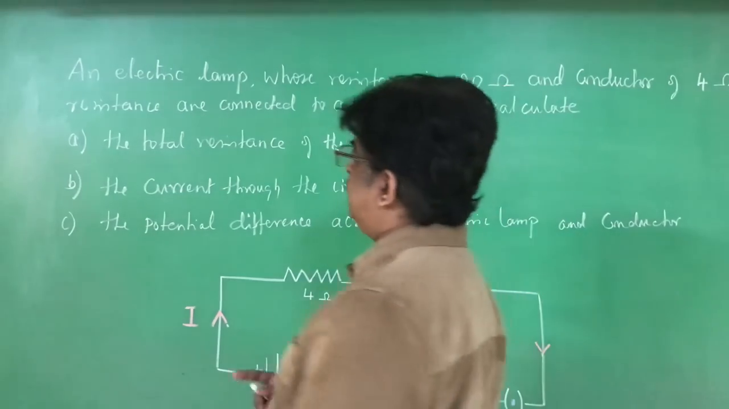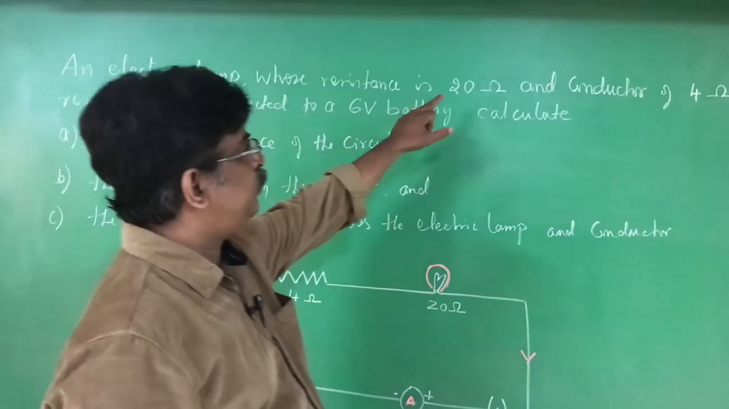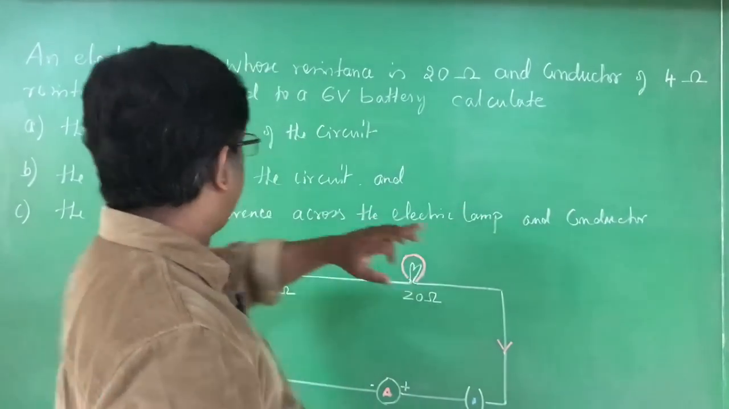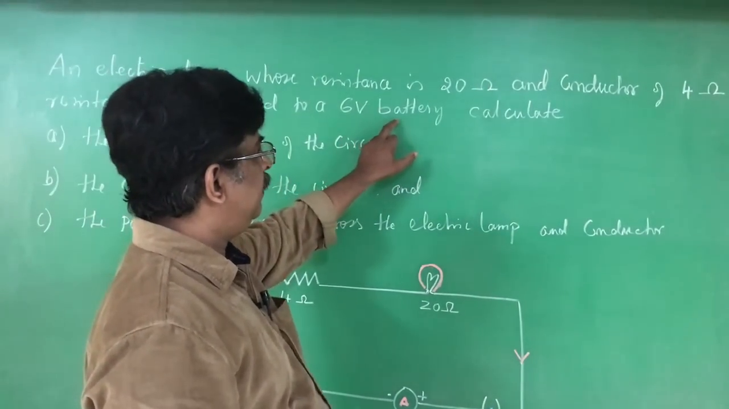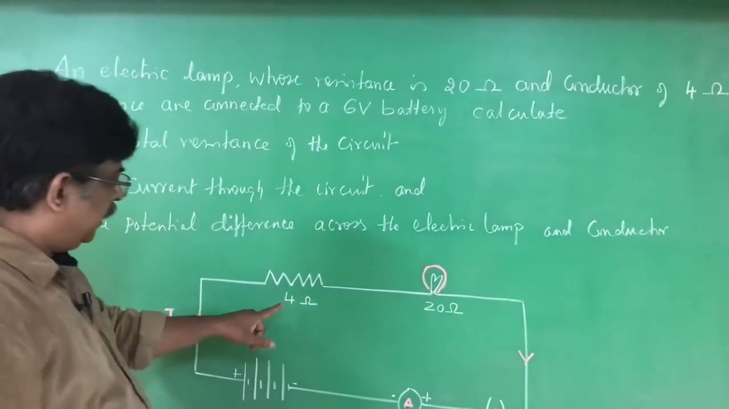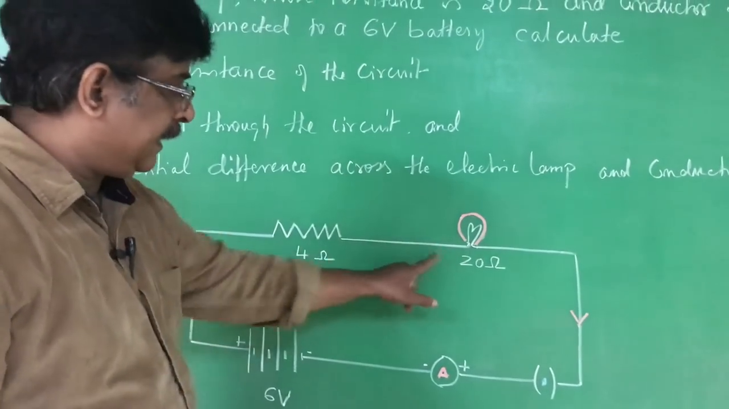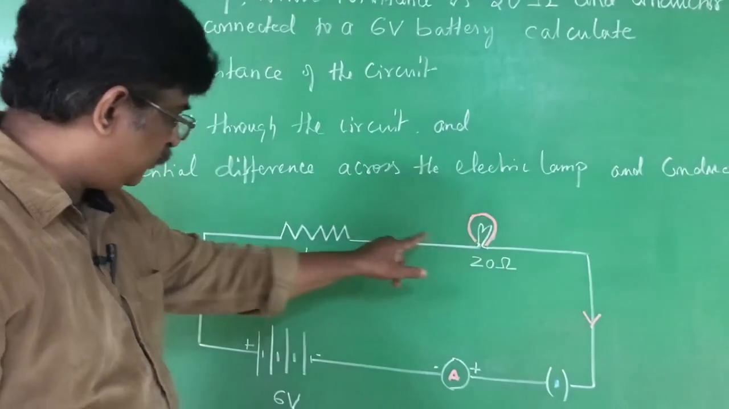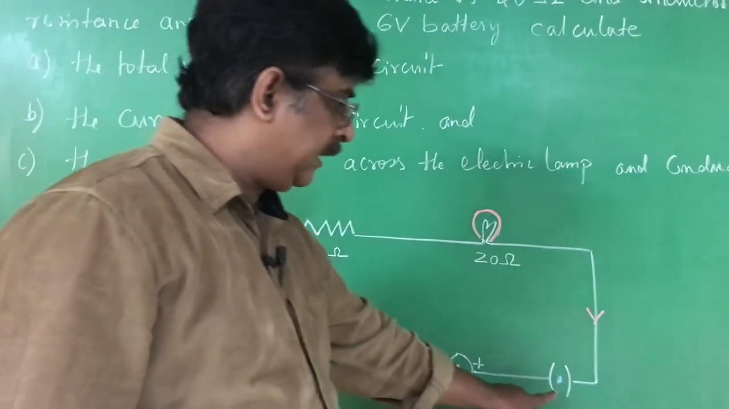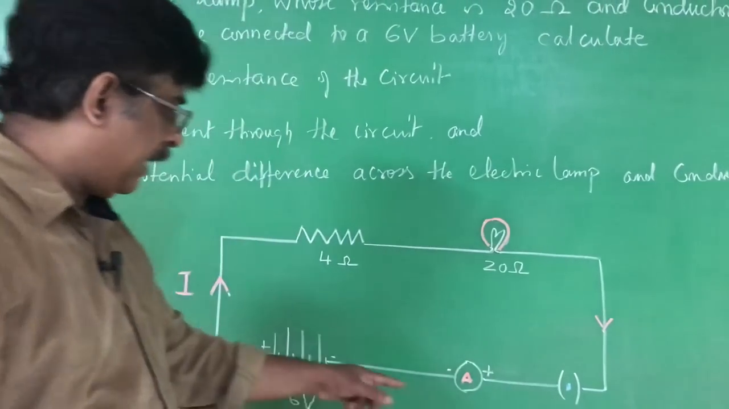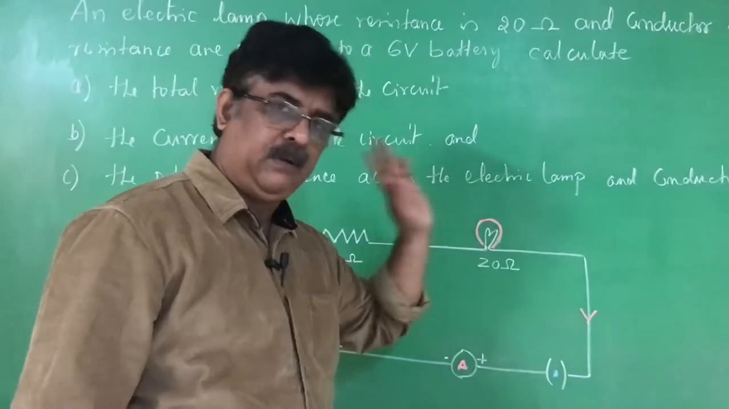See, the question is like this. An electric lamp whose resistance is 20 ohm and a conductor of 4 ohm resistance are connected to a 6 volt battery. They are given like this. See, there is an electric bulb and a resistor. Both are connected in series now. They are connected in series to a 6 volt battery. In this circuit there is an ammeter and a plug key. And it is a closed circuit. Current is flowing through this. This is the problem. The diagram is also given in the problem.